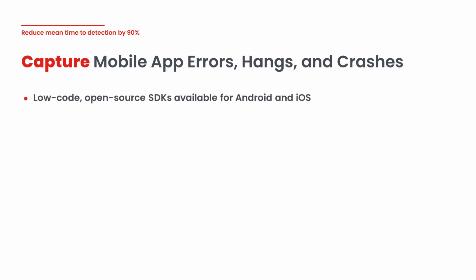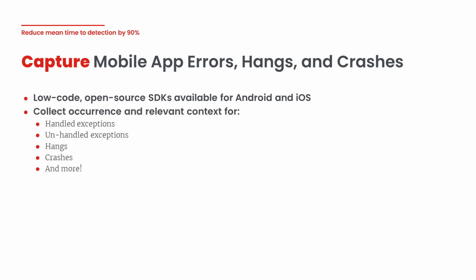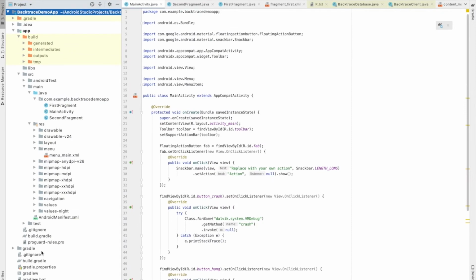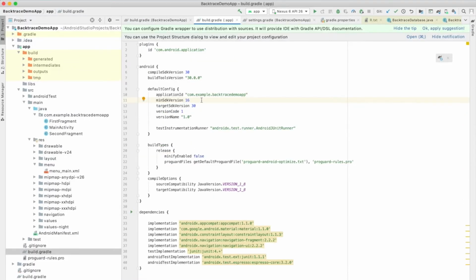We'll use our low-code open source SDKs available for Android and iOS, collect the occurrence and relevant context for handled exceptions, unhandled exceptions, hangs, crashes, and many more. And rest assured that this solution is scalable. Backtrace is built to handle millions of reports. Now let's explore how we would add the Backtrace SDK to Android Studio.